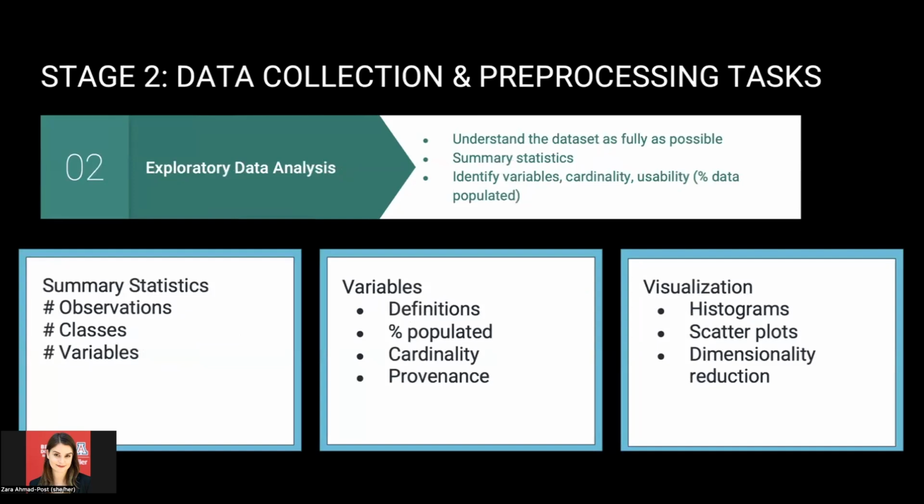For exploratory data analysis, we want to make sure we capture the summary statistics: the number of observations, the number of classes, and the number of variables in our data set. Those variables need to also be accompanied by clear definitions. What does this actually mean? What variable is this? How much of this is populated? What's the cardinality? Can we trust the provenance of this data? And then we usually support that through visualizations, things like histograms, scatter plots, and dimensionality reduction. So we'll take high dimensional data, reduce it into 2 dimensions, and then plot that.